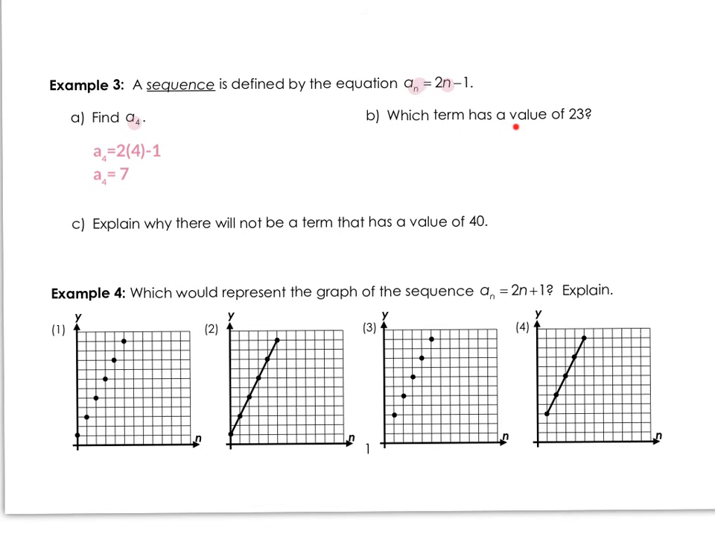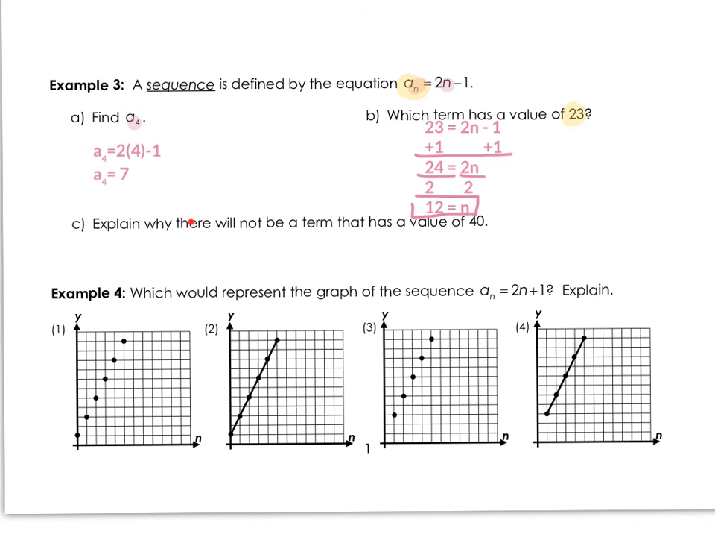This one asks which term has a value of 23. So now that means that this is going in for the output. So we're going to put this 23 in place of the a sub n, the whole thing. It's like a y value, an output is the value of the term. So I put in the 23 as the output. 23 equals 2n minus 1. So then I add 1 to both sides. That will give me 24 equals 2n. And then we can solve for n by dividing by 2. 24 divided by 2 is 12, so n equals 12. So my answer is 12 equals n.